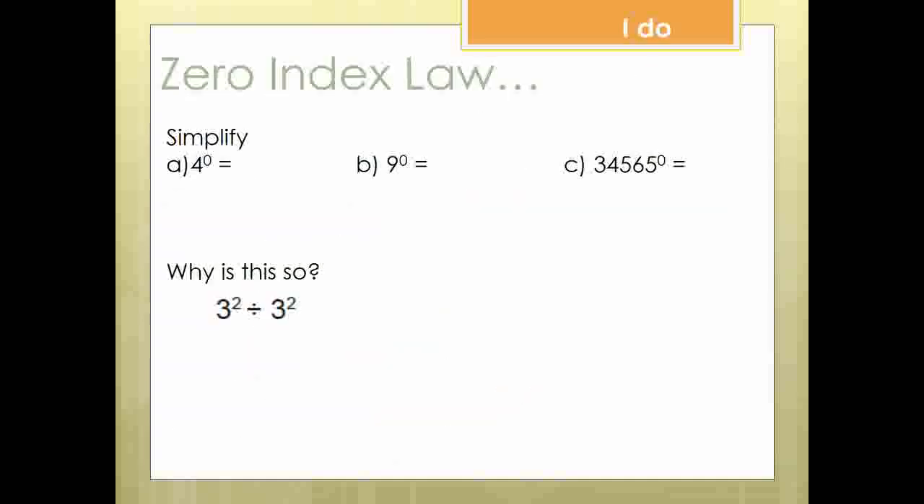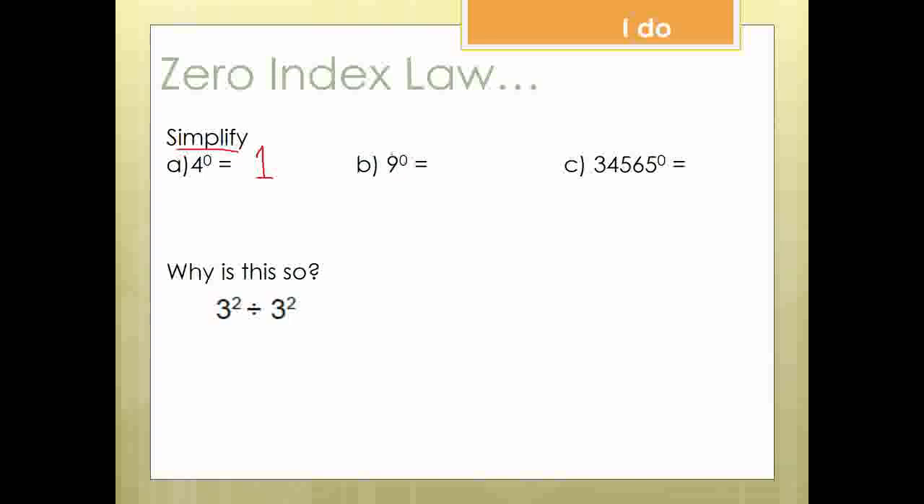Okay, so today we're looking at the zero index law. So that means we've got all of these terms here. If we look up the top here, all of these terms, they're all raised to the power of 0. Now, what happens when we raise something to the power of 0? So I'm going to simplify each of these. So I can actually simplify this and make the expression smaller. 4 to the power of 0, the answer is 1.